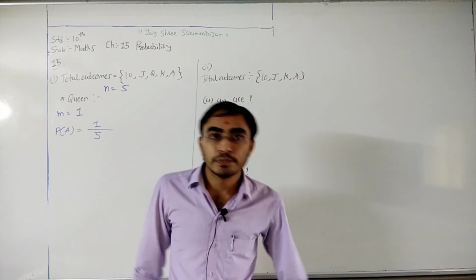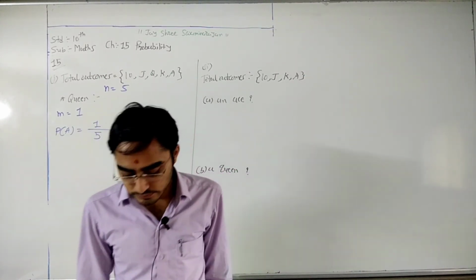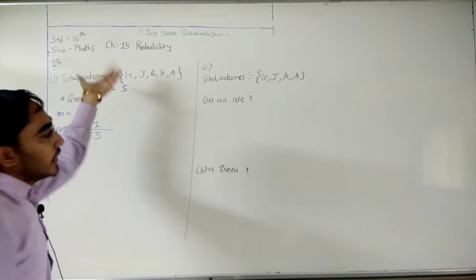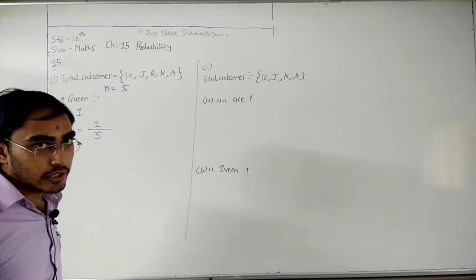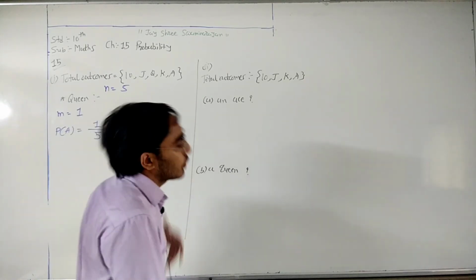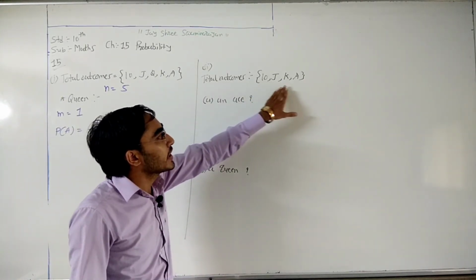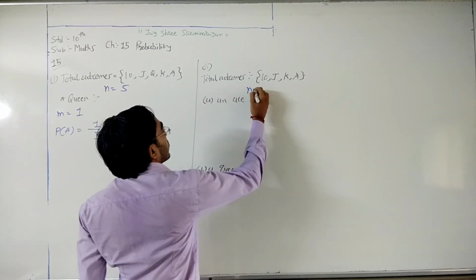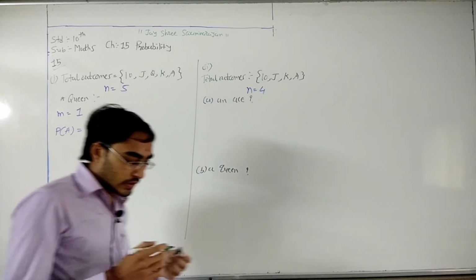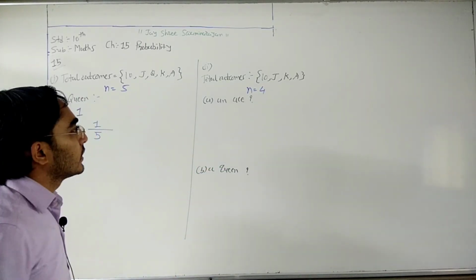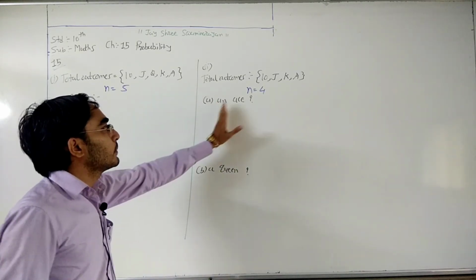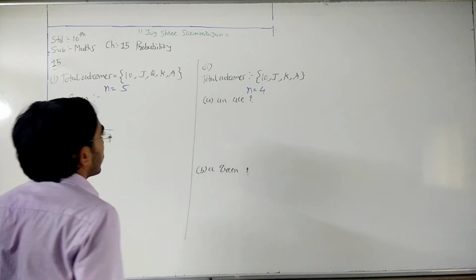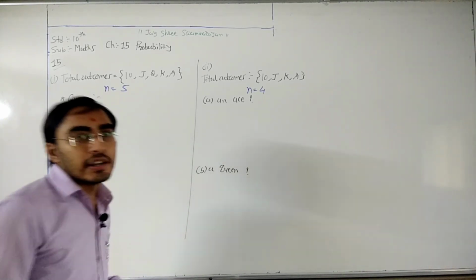Okay, now second question. Now second question, here it is written that queen is drawn, that means queen is taken. So total how many outcomes we have? 10, Jack, King, and Ace, because queen is not there. So now our total outcomes is equal to 4. Now we have only 4 outcomes. Now from that we need to find the probability for ace. Right?